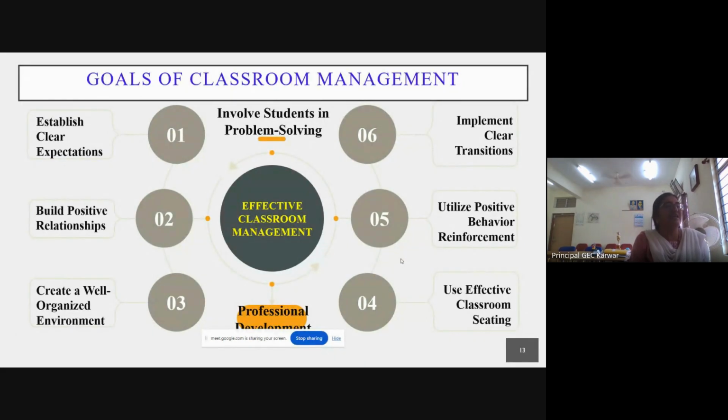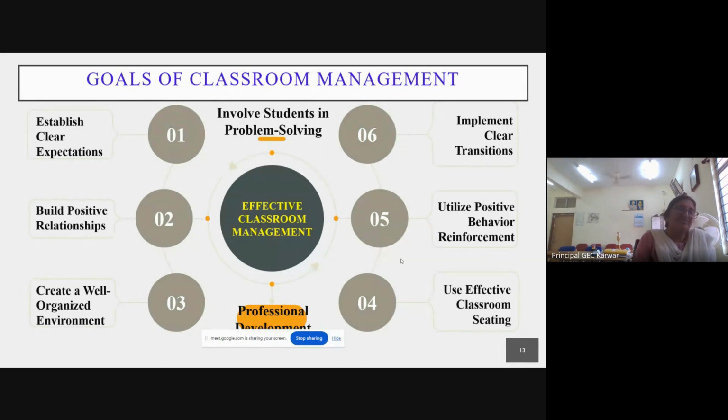Then build positive relationships. That is another important aspect of classroom management: a positive relationship with our students. Get to know them individually, showing genuine interest and care. We need to acknowledge or reward the good behavior of any student. Address conflict or discipline issues privately. Call the students privately and respectfully, and address those kinds of issues. That is the positive relationship we need to try to build up with the students.